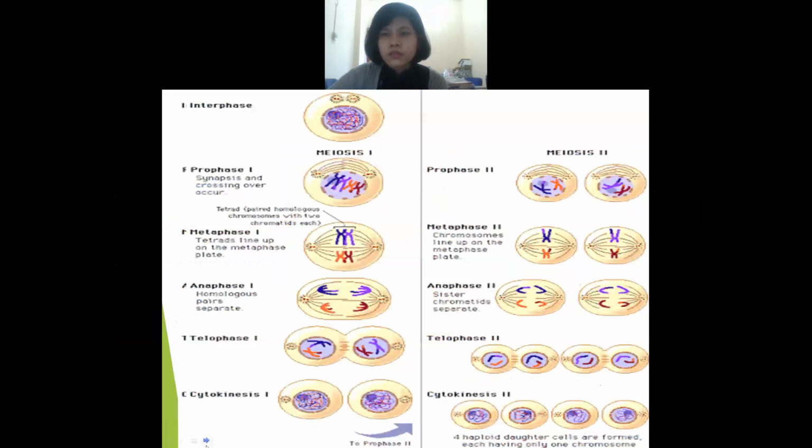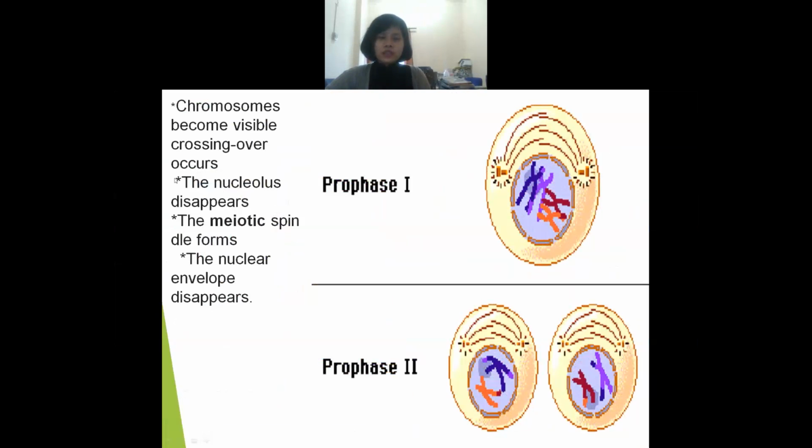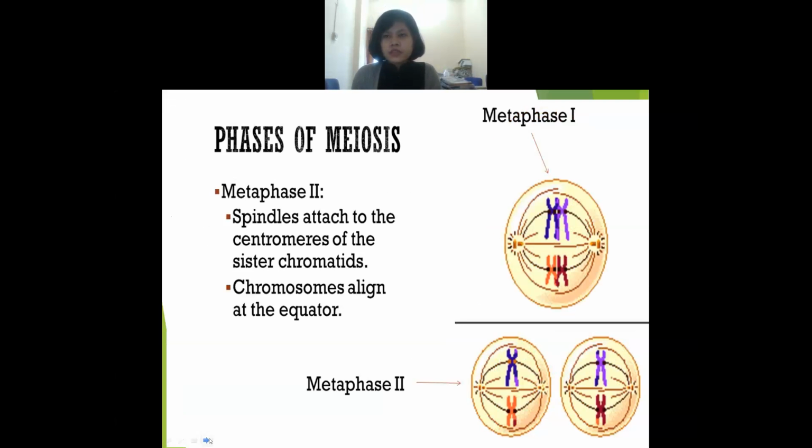And next is meiosis 2. In meiosis 2, what will you find? You will find the same thing in prophase 2. The chromosomes become visible, crossing over occurs here too, and the nucleolus starts disappearing. Then this is the spindle fiber. The spindle fiber forms again, and the nuclear envelope starts disappearing.